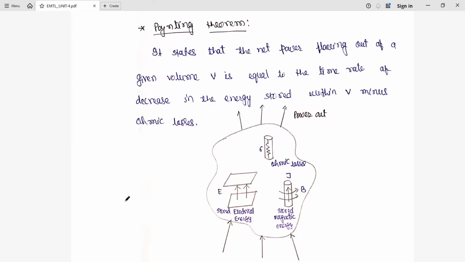Next, we have further discussion about electromagnetic wave characteristics. And before this, we have previous electrostatics, magnetostatics.